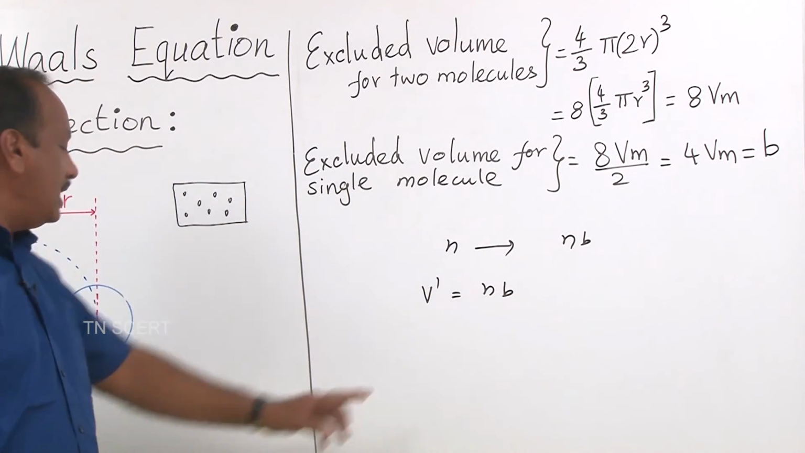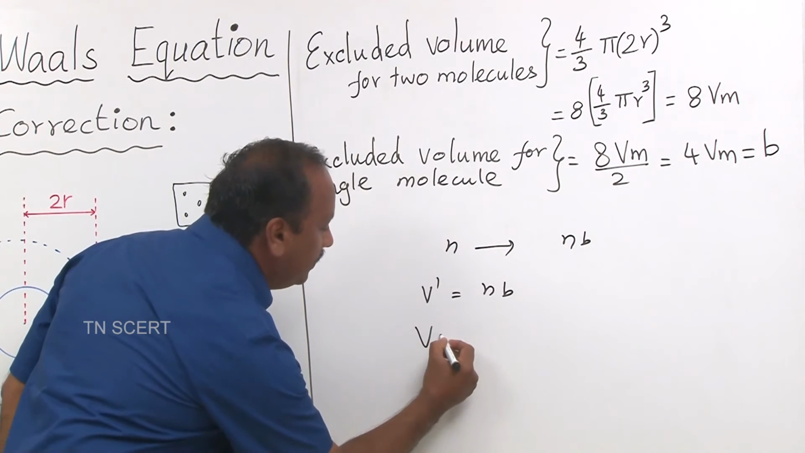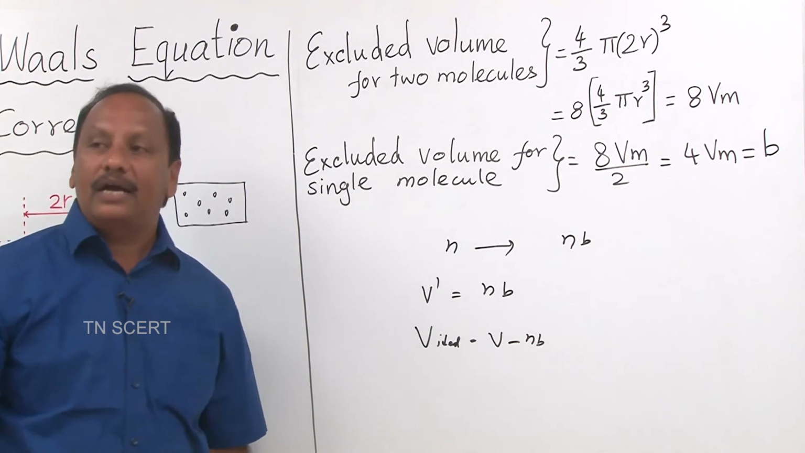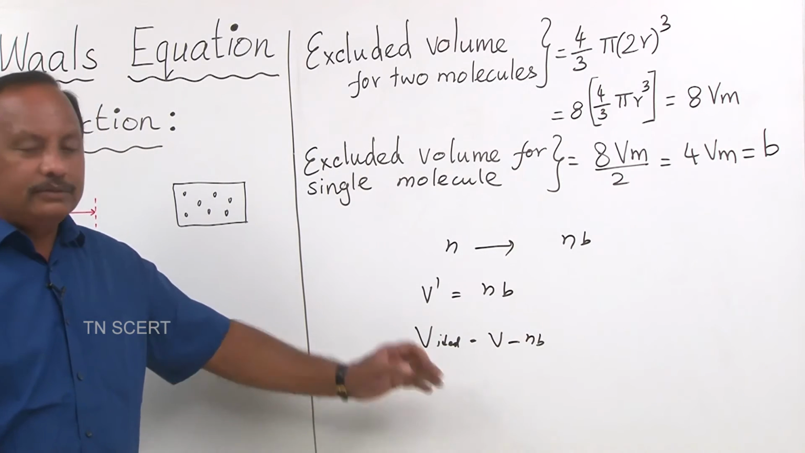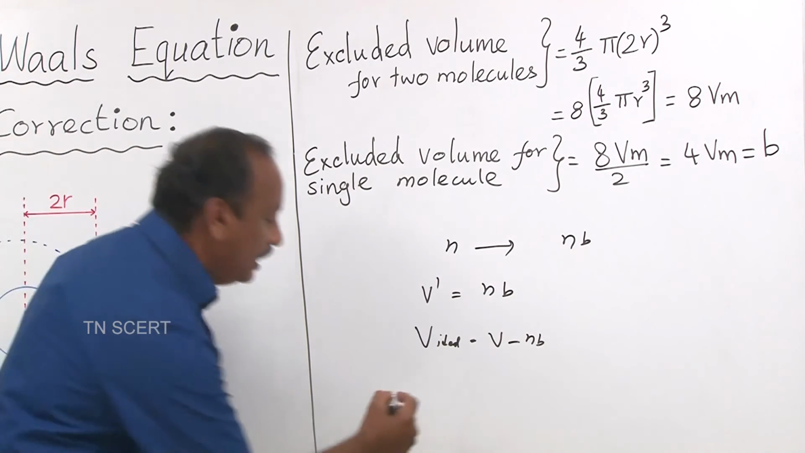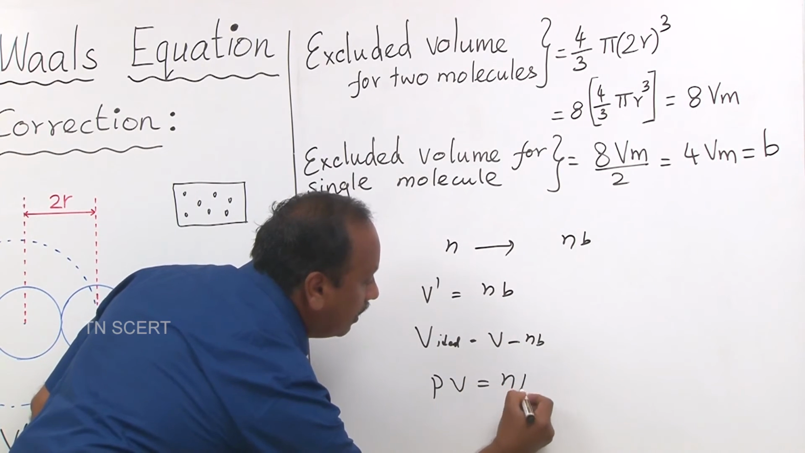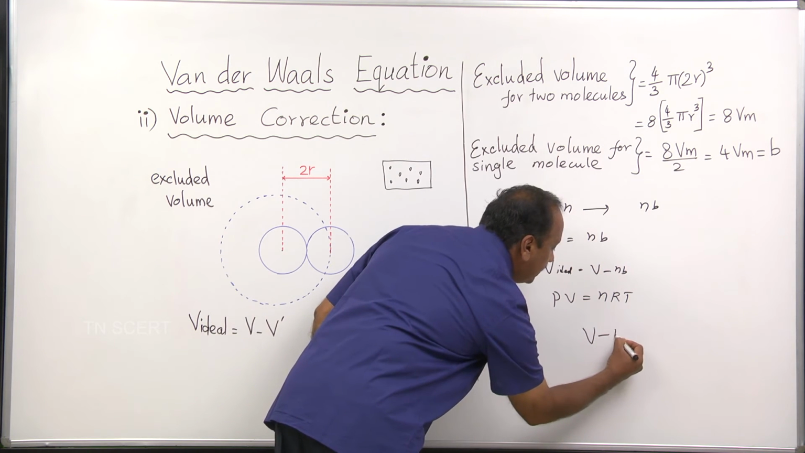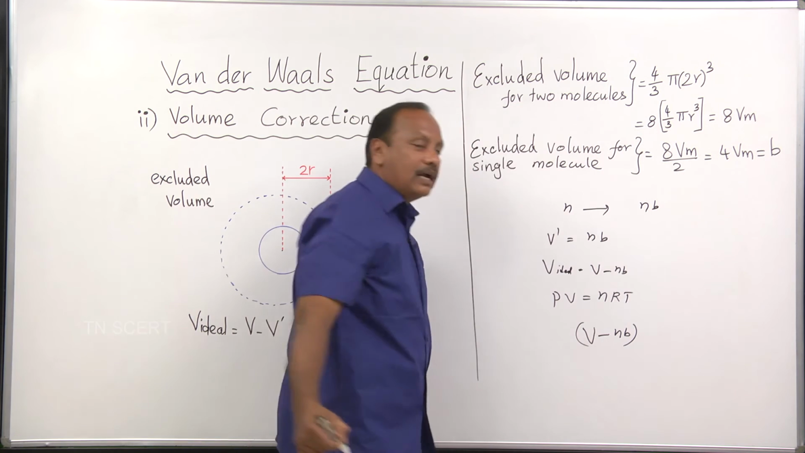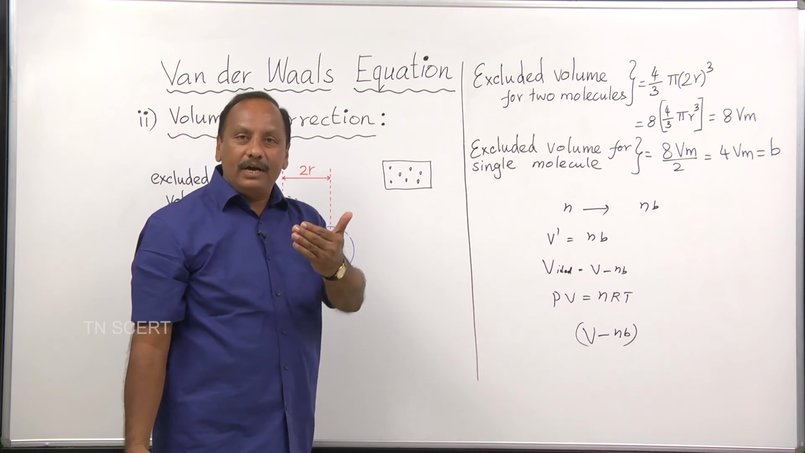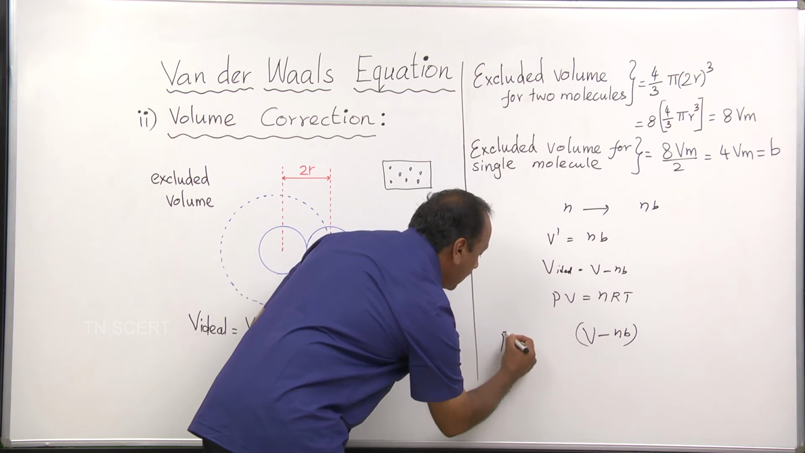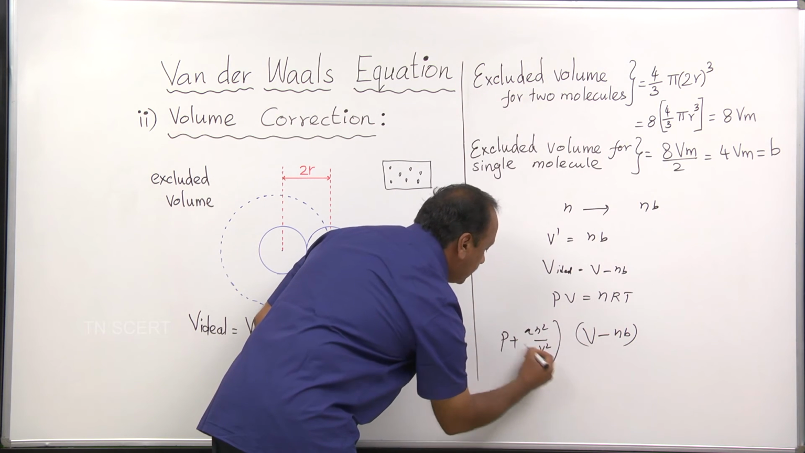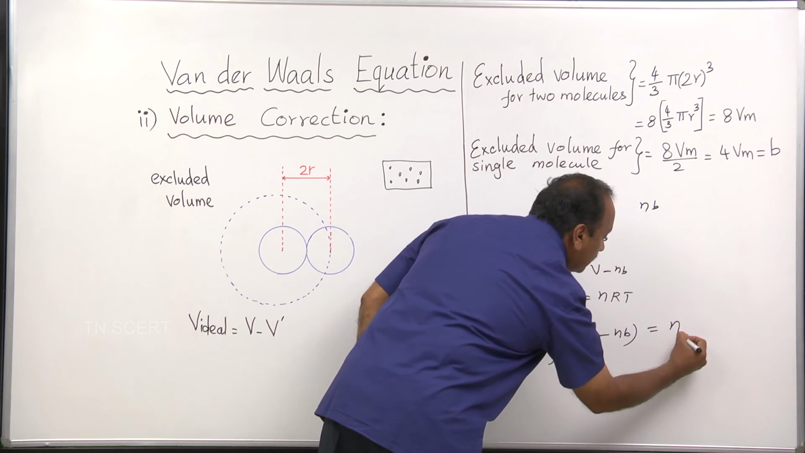So, substitute the value of V dash in this equation, that is V ideal is equal to V minus nb. This is the corrected volume. It should be substituted in the ideal gas equation, that is PV equal to nRT. So, what is the volume V? Corrected volume, that is V minus nb. The corrected pressure, ideal pressure, we already discussed. The value of ideal pressure is P plus a into n square by V square, that is equal to nRT.